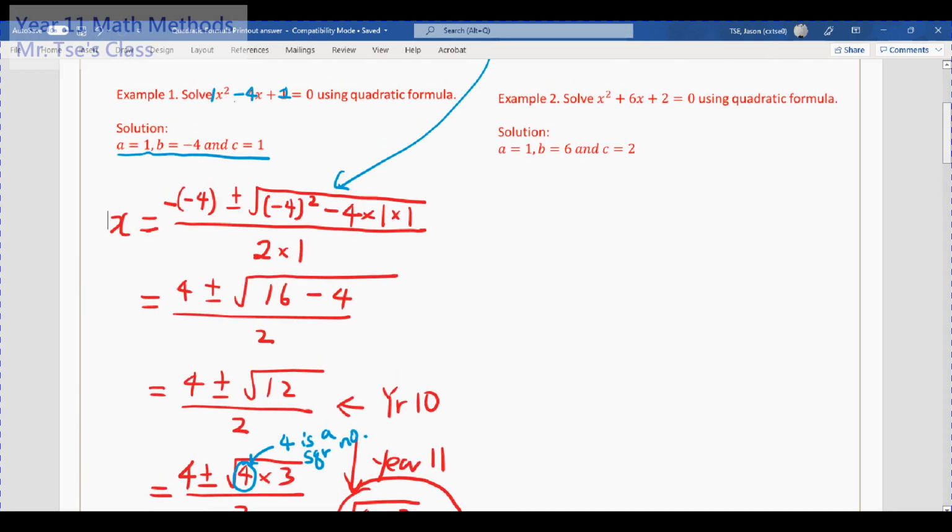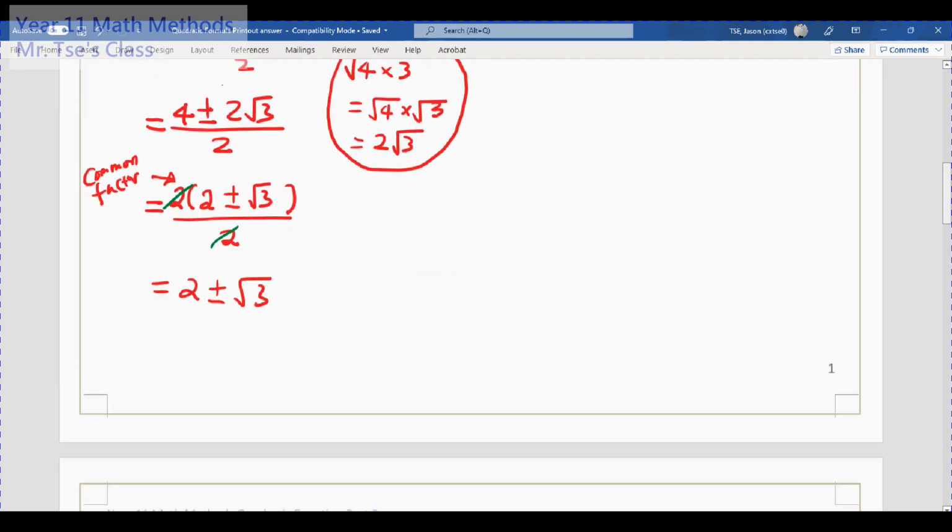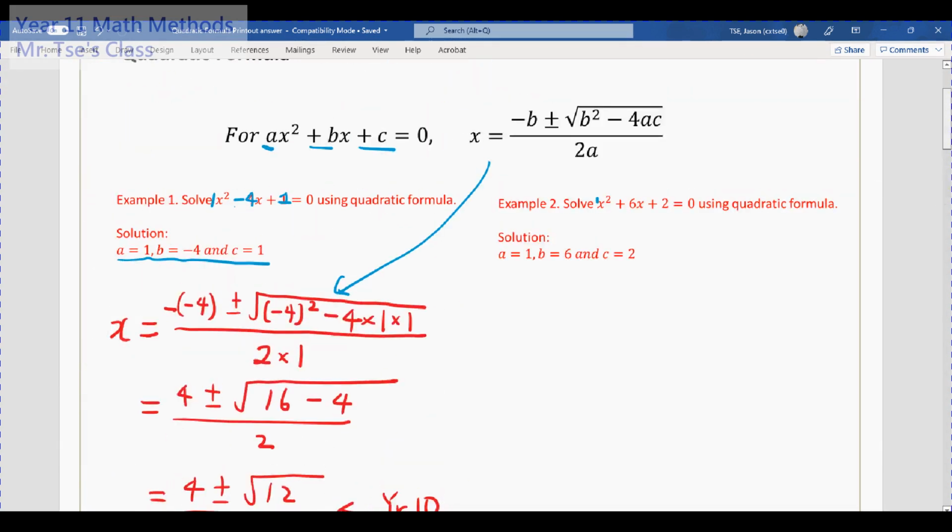For the second question, actually this one is easier than the first one. All the coefficients are given. a equals 1, so pick up those numbers. a is 1, the number in front of x is plus 6, and the constant is plus 2.